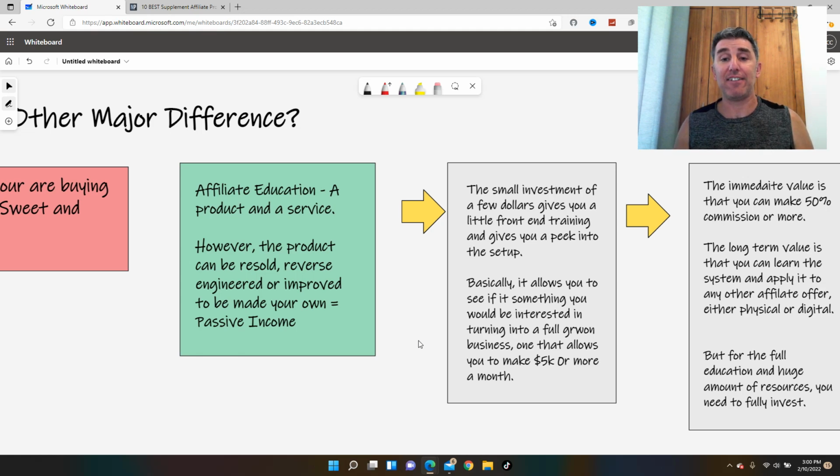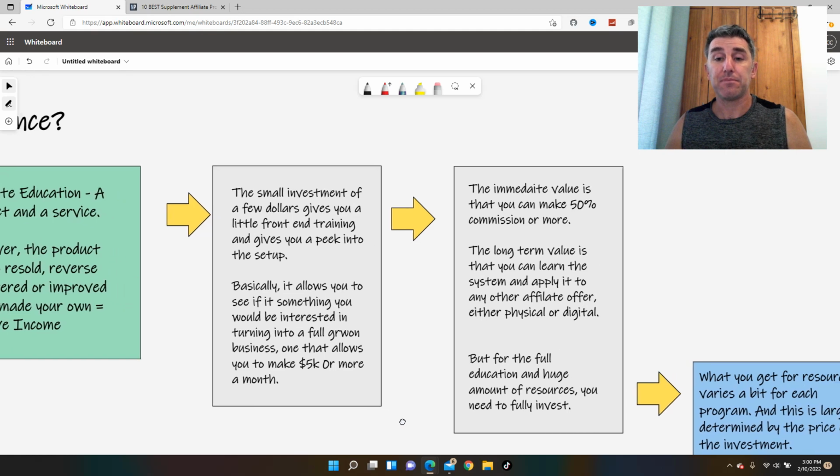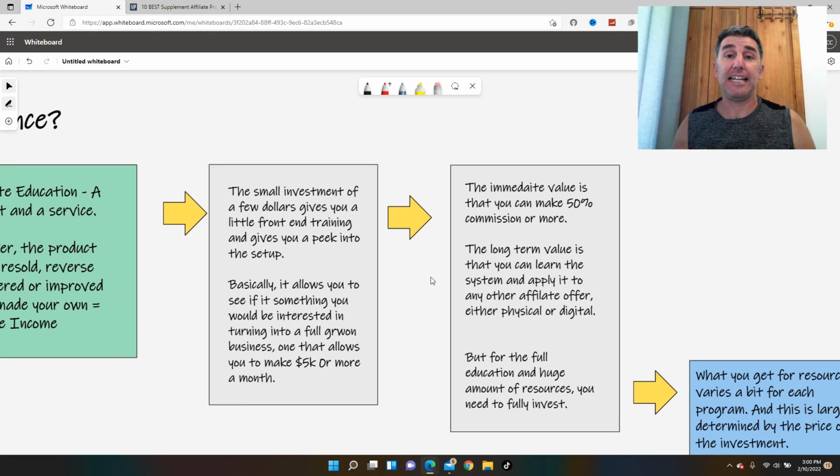And then they decide if it makes sense, it sounds like a good product. All right, I'm now going to invest in the entire product and really just make this a business. And that's what we, as me and other affiliate marketers, are promoting and trying to get people to do. Yes, it means money for us, but it means financial freedom for you.